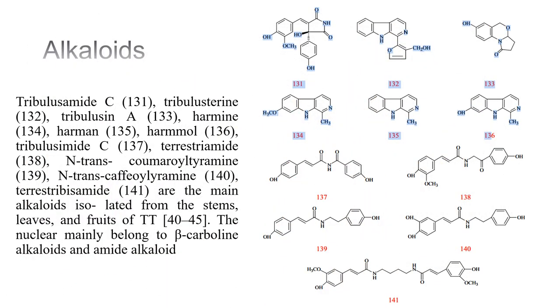Here the alkaloids, and in this slide following are the structures of alkaloids: tribulusamide, tribulusterine, harmine, harman, harmol are the main alkaloids isolated from the stems, leaves and fruits of Tribulus terrestris.